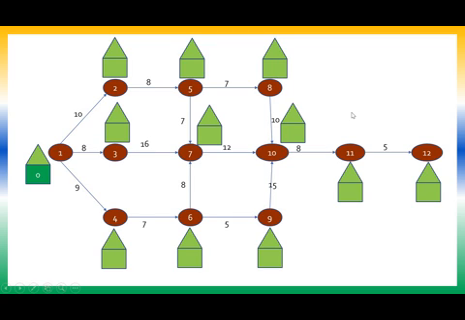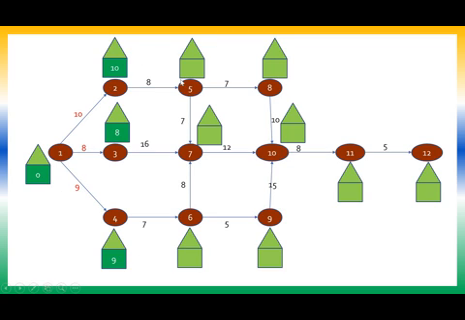Now the forward pass computation starts. For the first node, the start time of the project is assumed to be 0. So the first rectangle has the value 0. Next, to calculate the next rectangle value, 0 plus 10 will give you 10 here. 0 plus 8 gives you 8 here. 0 plus 9 gives you 9 here.